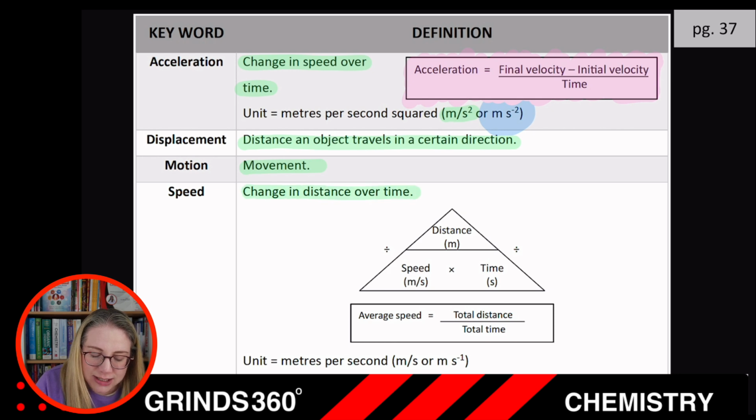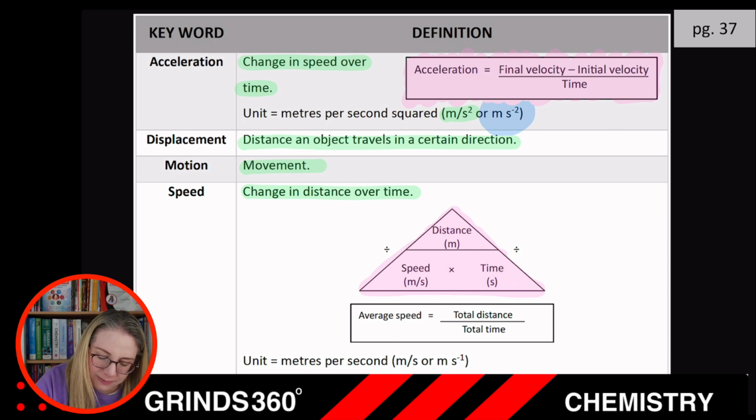Speed is the change in distance over time. Now, how is that different to acceleration? Acceleration is the change in speed over time. This is the change in distance over time. Now, the formula for calculating speed is this. It's your distance, speed, time triangle.